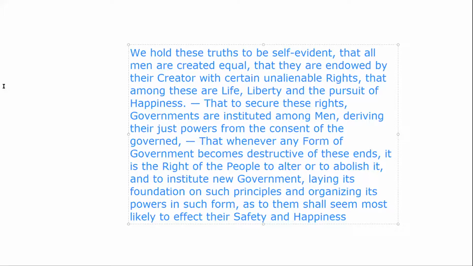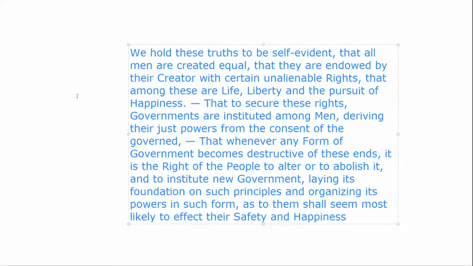And to secure these rights, governments are instituted among men, and therefore remember Article 2 of the French Declaration: the role of power and the nation's will, deriving their just powers from the consent of the governed. Whenever any form of government becomes destructive, it is the right of the people to alter or to abolish it, therefore the right of resistance, and to institute a new government, organizing its powers in such form as shall seem most likely to effect their safety and happiness.